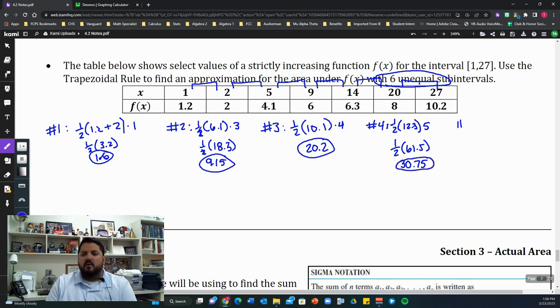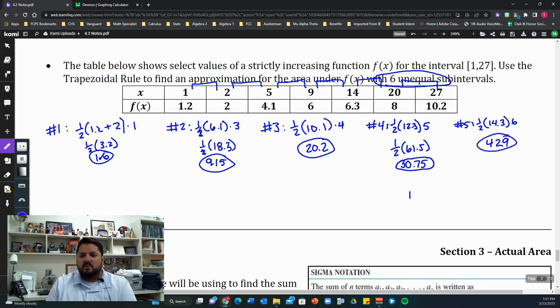And then for our fifth trapezoid, this guy will go from 14 to 20. So we got 1/2 times 6.3 plus 8, so 14.3. And then that interval is 6 units wide. So half of 6 is 3, times 14.3 would be 42.9.